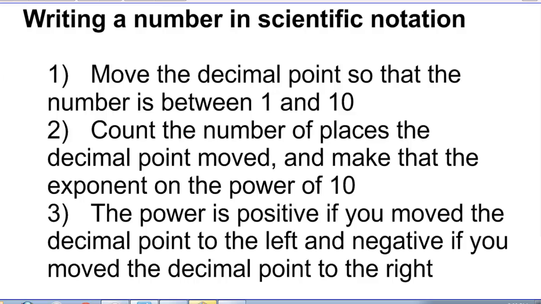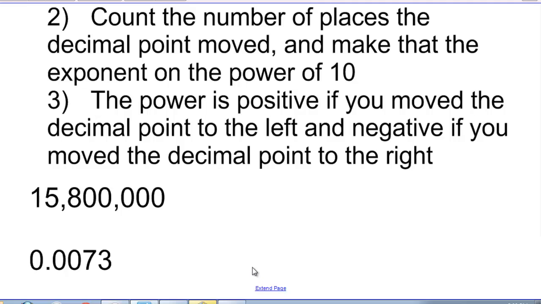So let's see what that looks like. Here are two numbers. One is a really big number and one is a really small number. If I want to take this first number here, 15,800,000, and write it in scientific notation, I am going to take my decimal point, which is right here to begin with, and move it all the way over so that I get a number between 1 and 10, which should be right here. So you can see that 1.58 is between 1 and 10. And usually, when you have a really big number, you're going to be moving your decimal point all the way over so that you only have one digit to the left of the decimal point.